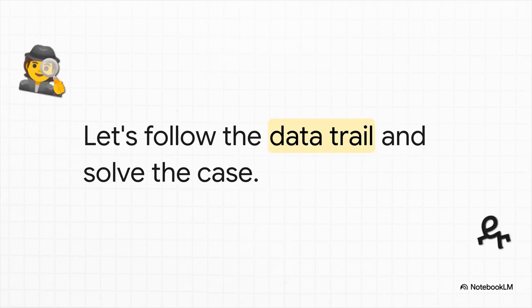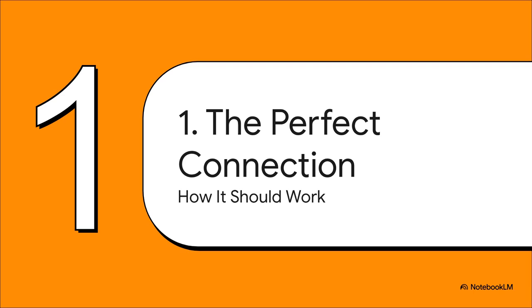So, I want you to think of this as a little digital investigation. Every single call leaves behind a data trail, and when that trail goes cold, we just need to retrace our steps. We'll start by looking at how it's supposed to work, the ideal scenario. Then we'll dive into all the common breakdown points and figure out exactly where your data is getting stuck. First things first, before we can even begin to fix what's broken, we have to understand what a perfect, flawless connection actually looks like. Let's get that baseline established.